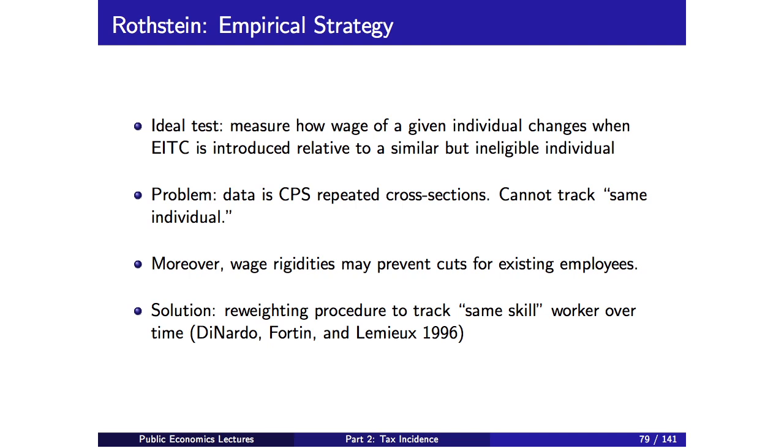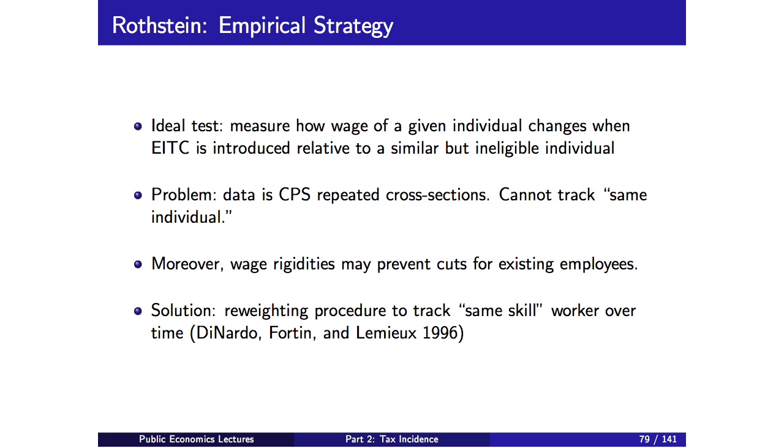It's to look at how the wage of a given individual changes when the EITC is introduced relative to a similar but ineligible individual, right? Now the problem in the data is that he's going to use repeated cross sections. So he's going to use the Current Population Survey, which surveys a different set of guys in the US periodically. And so as a result, you don't see how the wage rate changes for a single person, right?